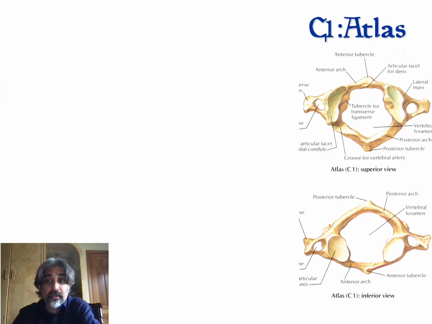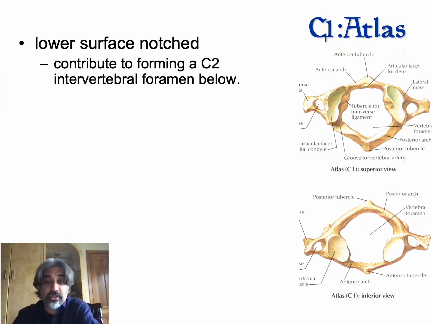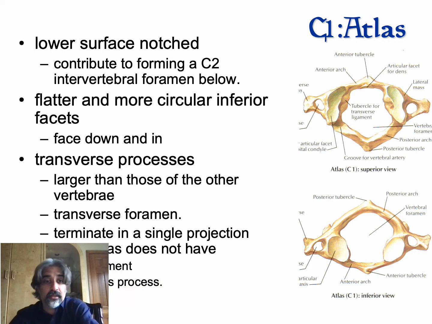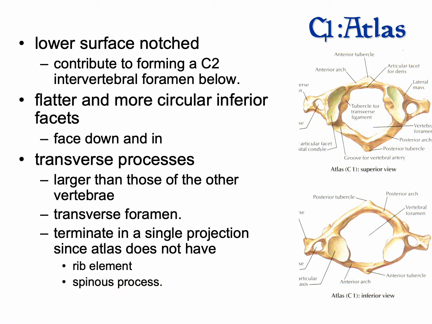Looking at it from the bottom, you'll see that it's notched on the bottom so that it can form the C2 intervertebral foramen below it. A couple of other points here. It doesn't have a spinous process, and it doesn't have a rib element like the other ones do.